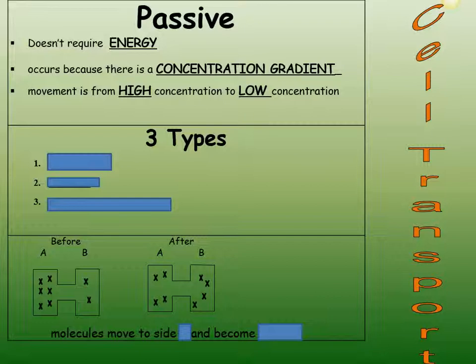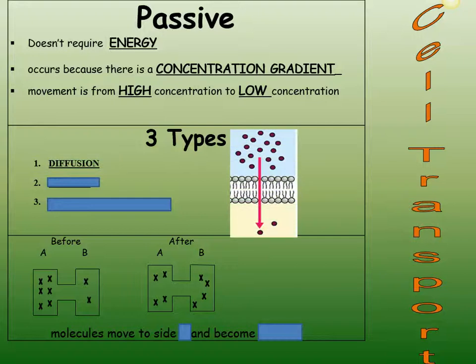There are three main types that we're going to talk about in passive transport. Diffusion, which is just a molecule that's small enough to go through the cell membrane and diffuse into or outside of the cell. Remember, from high to low concentration. So here you have a high concentration of whatever particle this is on the outside of the cell, and it's going to want to move to the inside of the cell where there's a lower concentration.